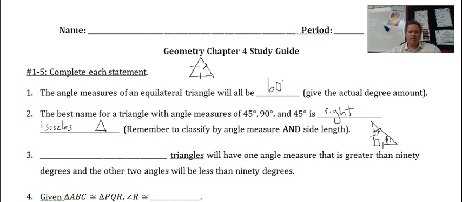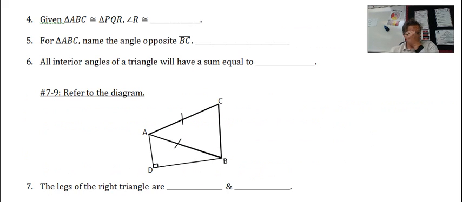Blank triangles will have one angle measure that is greater than 90 degrees, and the other two are less, so it's an obtuse triangle. Again, just like an obtuse angle is more than 90, this obtuse triangle is going to have one angle that's more than 90 as well. If triangle ABC and triangle PRQ are congruent, remember all that matters is where they are in this congruency statement. So if angle R is the last one, it's going to be congruent to angle C. That's why order does matter in those cases.